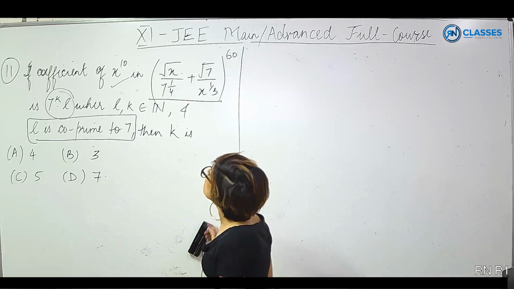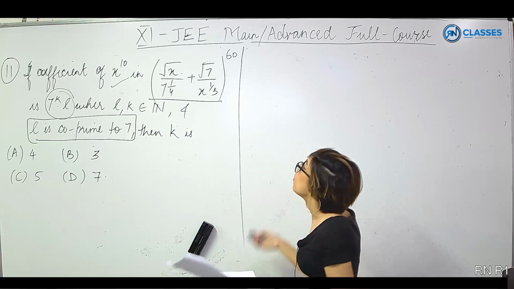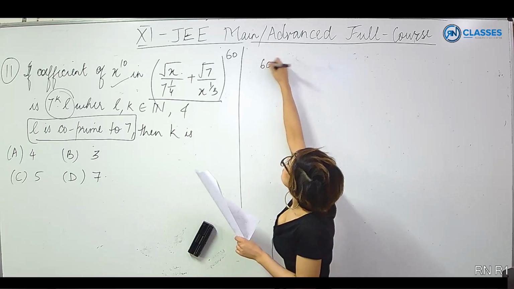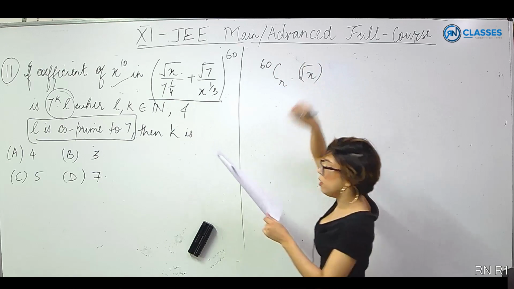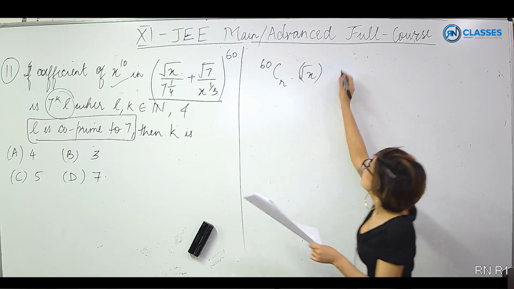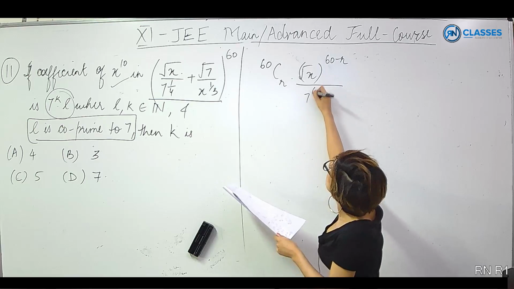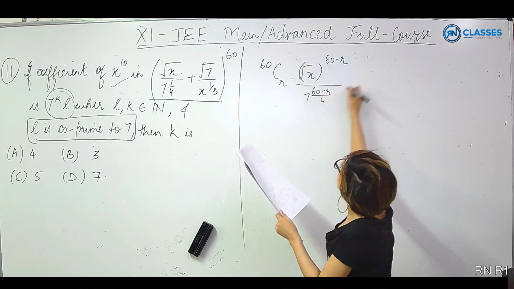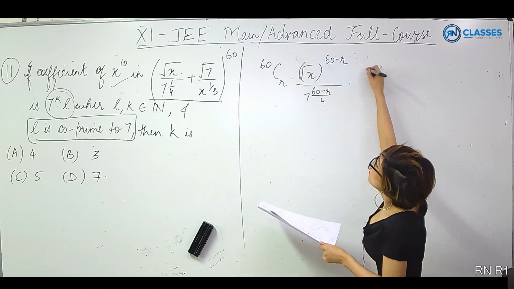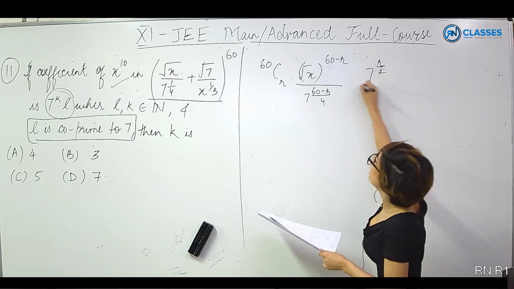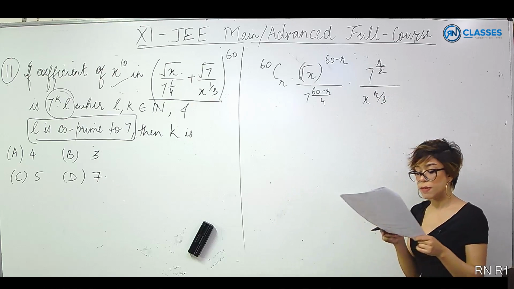If I want to find the coefficient of x raised by 10, I need to write the general term. General term I know how to write. So that is 60CR into root x raised by, I will obviously separate it out and write it directly. (60 minus r) divided by 7 raised by (60 minus r) by 4 into, I can say root 7 or I can say 7 raised by r by 2 divided by x raised by r by 3. You can simplify it.